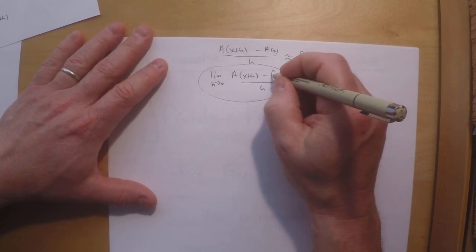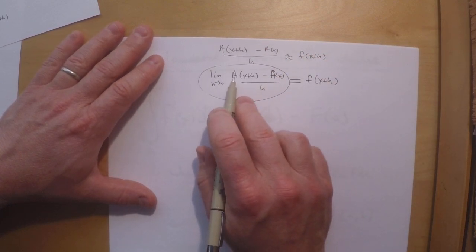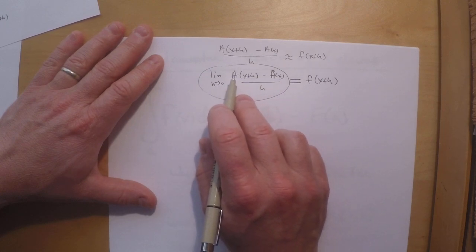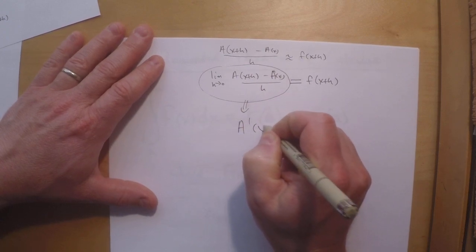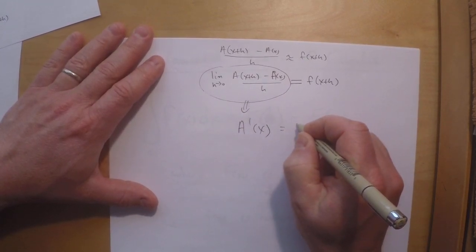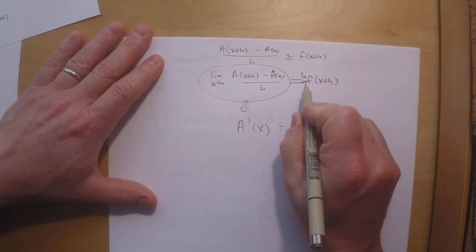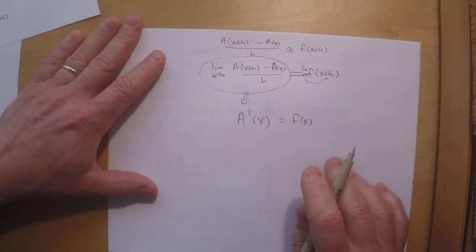That is the definition of the derivative. f of x plus h minus f of x over h as h goes to 0 is the derivative of f. But if I replace it with A, this is the derivative of A. And remember, this side I should have the limit as well. As h goes to 0, what do we get? We get this equaling f of x.